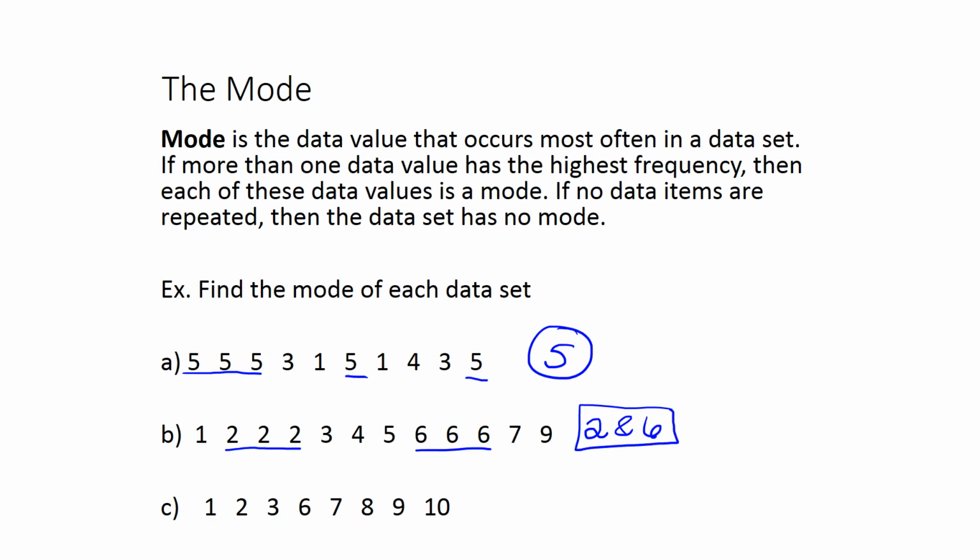In MyLabs Plus, it will probably tell you to separate your answers with commas, so you'd write 2, 6. And in the last data set, 1, 2, 3, 6, 7, 8, 9, 10, you can see that there's no repeating numbers, so this one actually has no mode. So mode is the most frequently appearing data value.